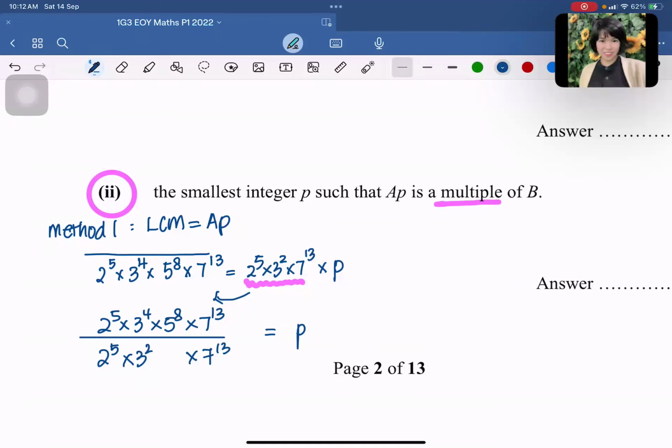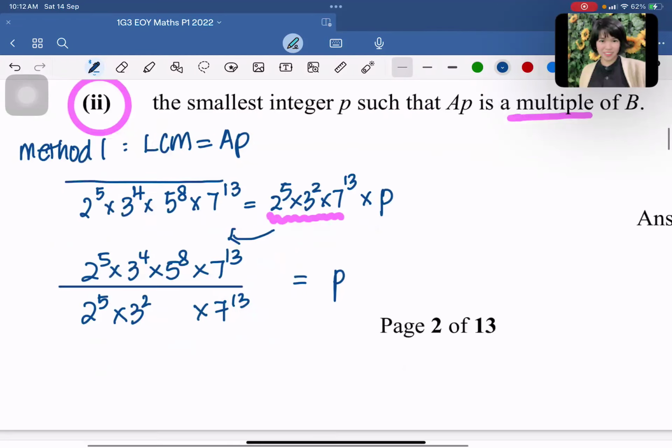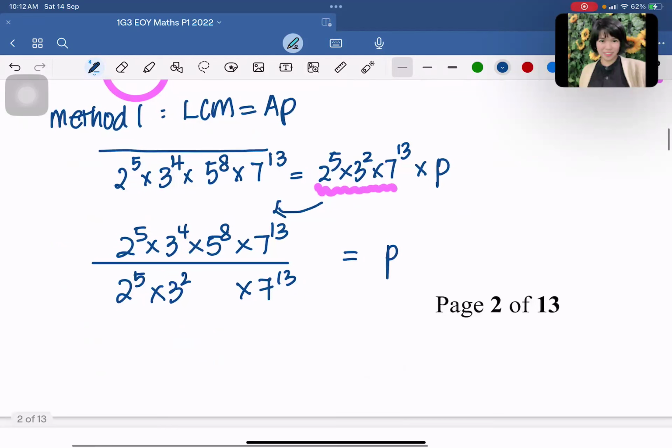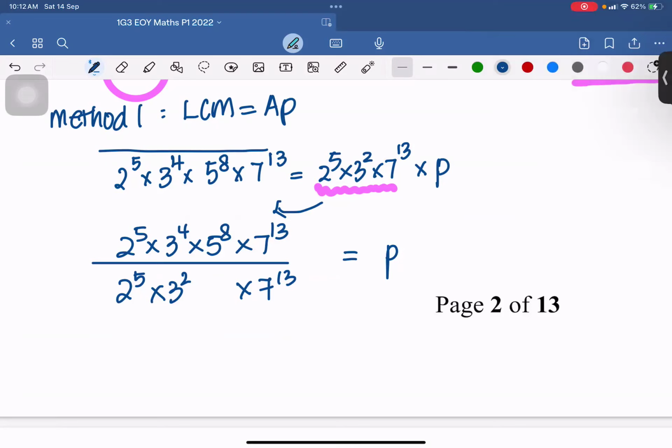Okay, so in this case, when I have this, I should slowly cancel out our factors. If you have a calculator, you can use it if you want to. If not, you can just use a little bit of common sense to look through the factors and cancel them out. So in this case, 2 to the power of 5 and 2 to the power of 5 can be cancelled out. 3 to the power of 4, 3 to the power of 2.